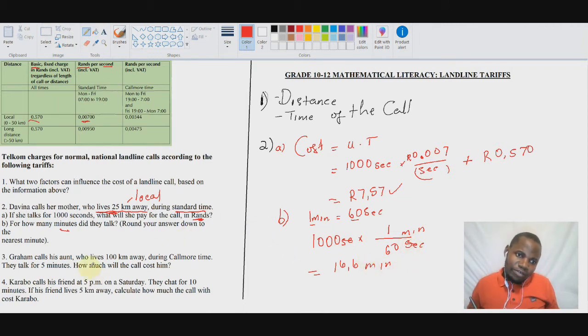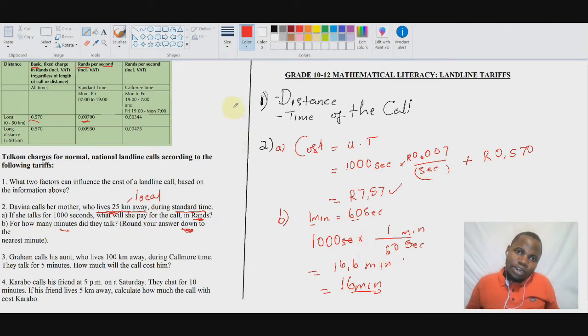Now they have said in the question, round your answer down, round down to the nearest minute. So if we round down to the nearest minute, what is the nearest minute? You take the whole number, you round down, you don't round off to the nearest minute. So the nearest minute will be 16 minutes, okay? So now if they said round off, it was going to be 17 minutes. All right, now that is 16 minutes because we are rounding down, we are not rounding to the nearest minute. All right, that is all for that.